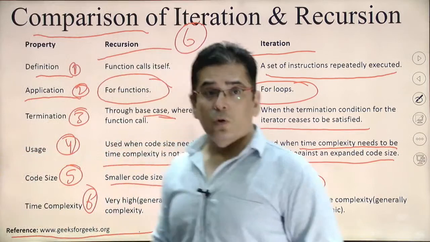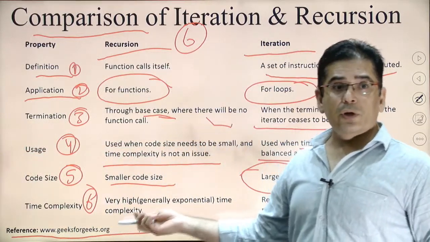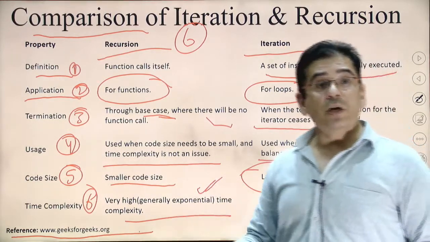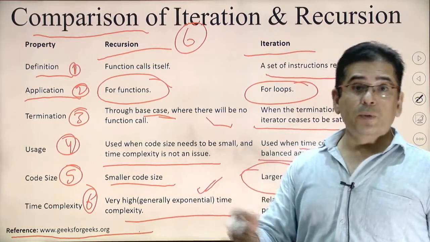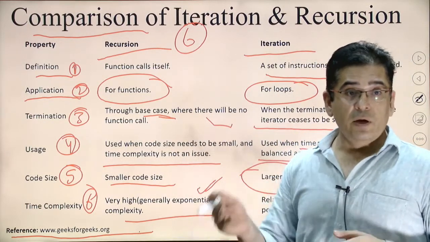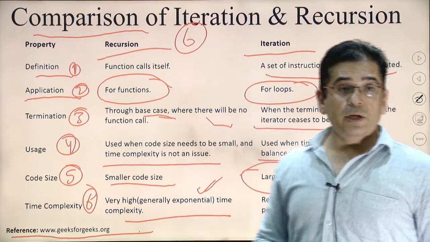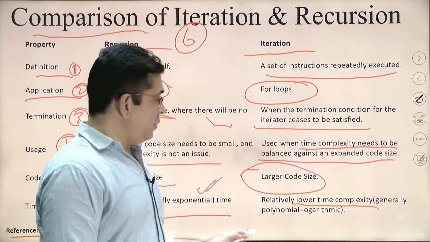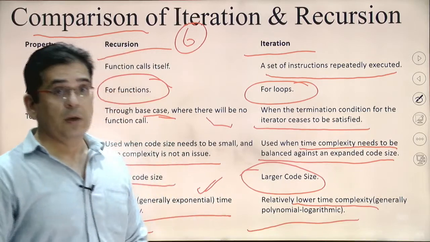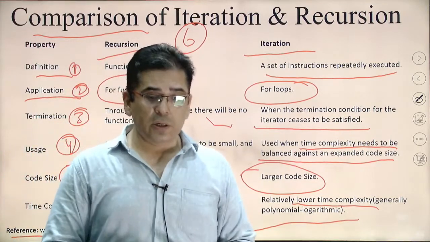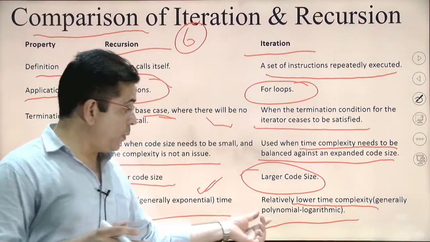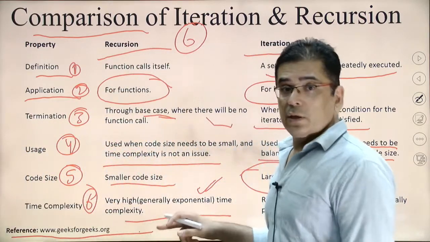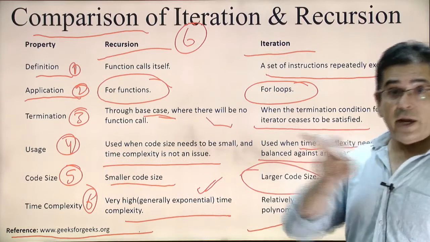This is the 5th parameter, code size. Now, last is, as I have already told you, time complexity. Recursion has very high time complexity, generally exponential, like 2 raised to power 3, 3 raised to power 5, 5 raised to power 7, which is very high. But iteration has lower time complexity, generally either polynomial or logarithmic. So, if you are using iteration, then the time complexity will be a polynomial slope of curve or a logarithmic value. But in case of recursion, it is generally exponential in nature, directly goes high.